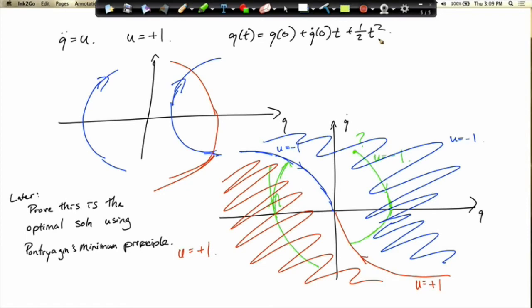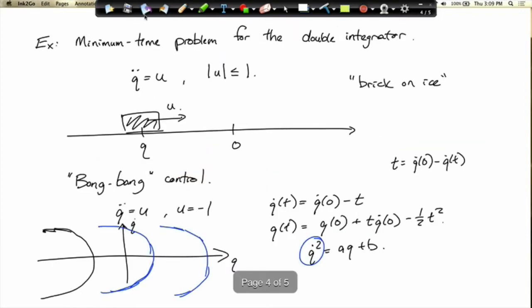I think I can even go back. If you were to look at this, maybe I can convince you just with algebra. Let's solve these two equations. These describe q and q dot over time, and let's see if we can get rid of time just so we can make that plot. So I'll solve for t in that first equation, and then let's substitute that in.